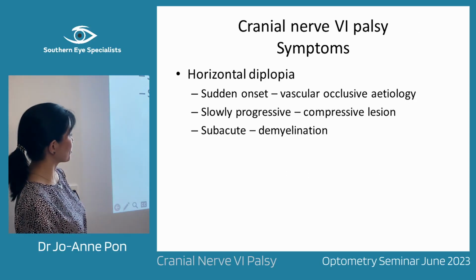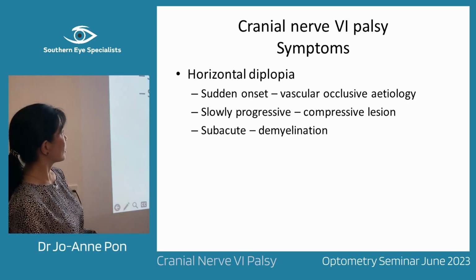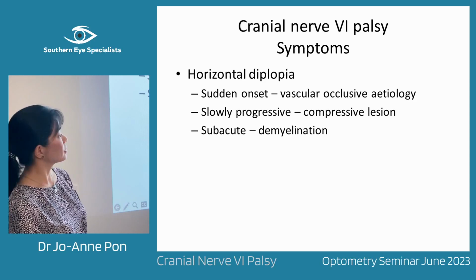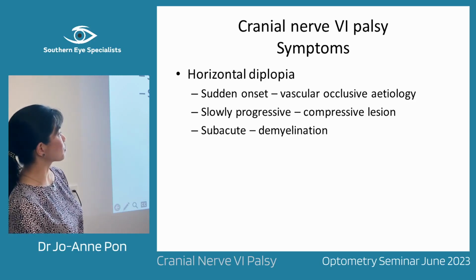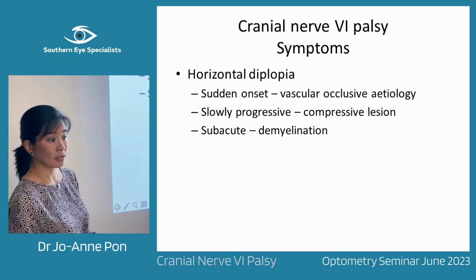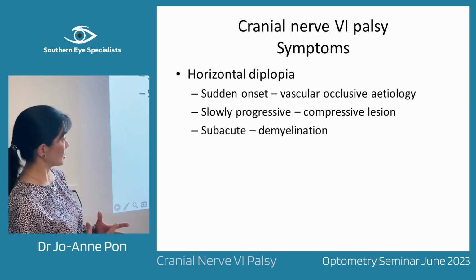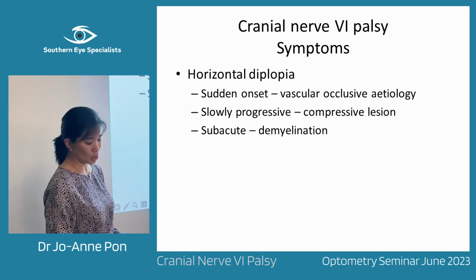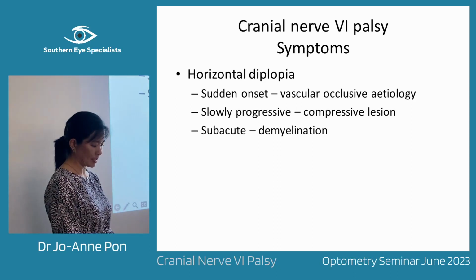So horizontal diplopia, that's what patients will present with. And as you said, the sudden onset reflects the vascular occlusion, whereas a slowly progressive but progressively deteriorating presentation might suggest that there's a compression, an expanding lesion. And a subacute presentation might be suggestive of something inflammatory like demyelination.